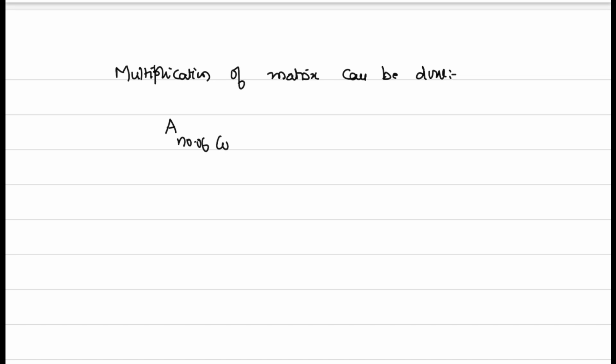There are some more matrices. Another important thing: if there are two vectors or two matrices, both are column matrices, multiplication of matrices can be done when the number of columns in the first, A, is equal to the number of rows in B.